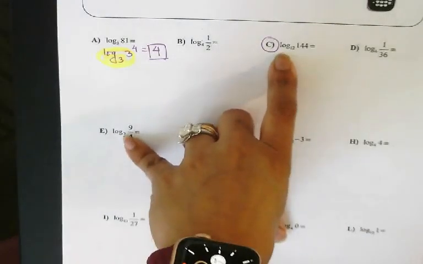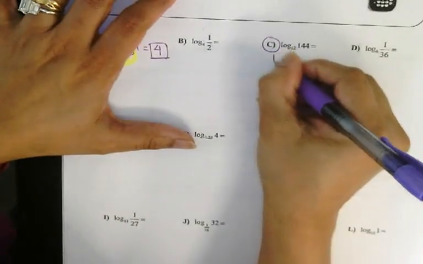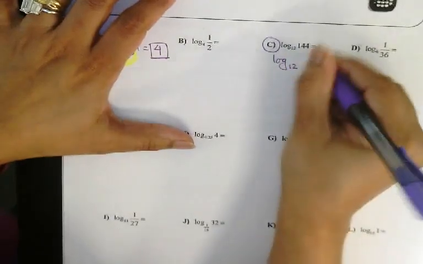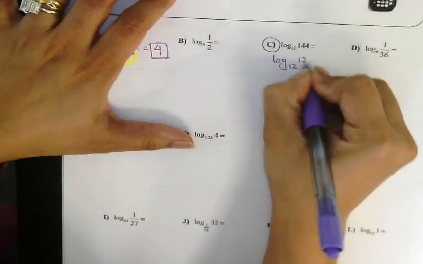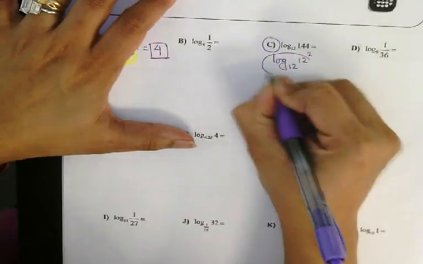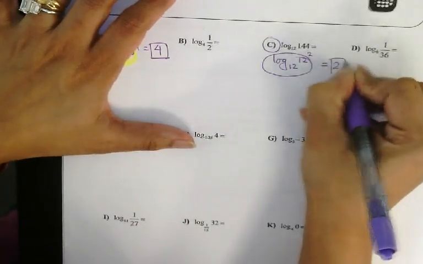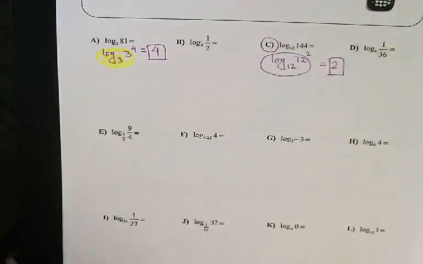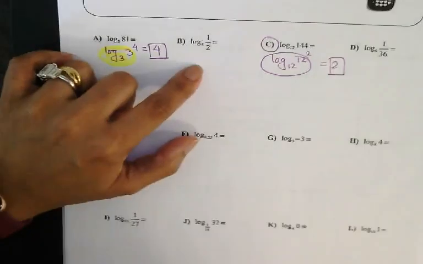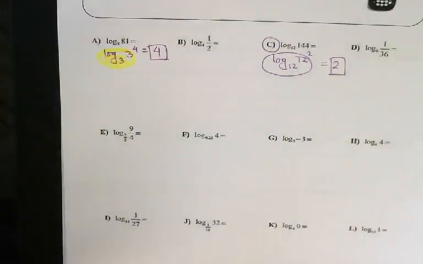So for C, if you put it over here, it's going to be log 12. And how did you break it down? 12 squared. So this whole thing is gone. It's going to be 2. We good? All right. Let's look at B over here. Please pay attention. I need your attention over here.